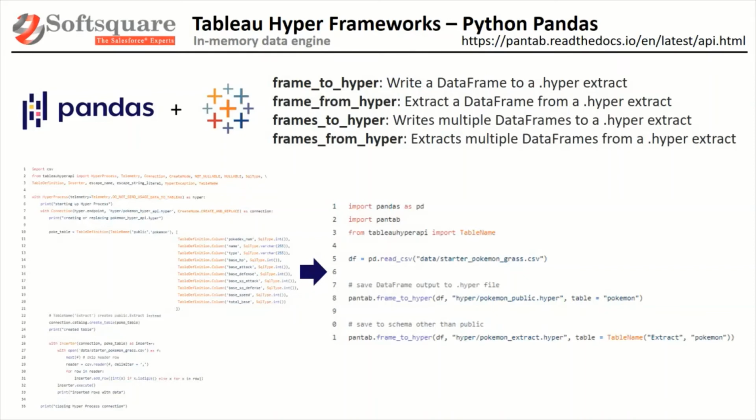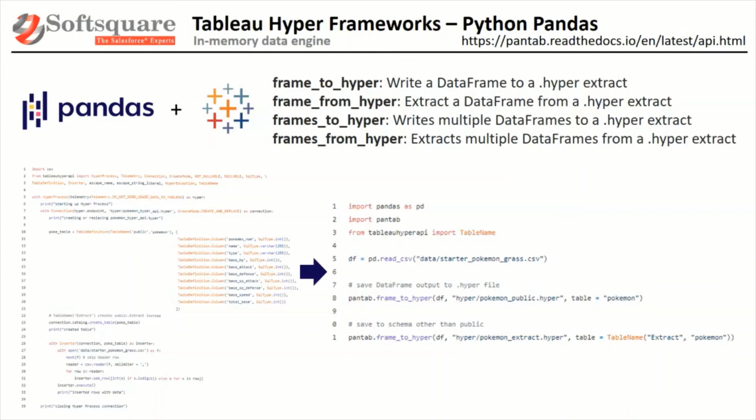And they call it frame to Hyper, frame from Hyper. So you can either take data from Hyper or put data into Hyper. Now the word frame is very specific to Pandas. If you are familiar with the Pandas Python library, the concept of a frame is just a data structure terminology in Pandas. So frame to Hyper, frame from Hyper, and it's a very straightforward syntax.